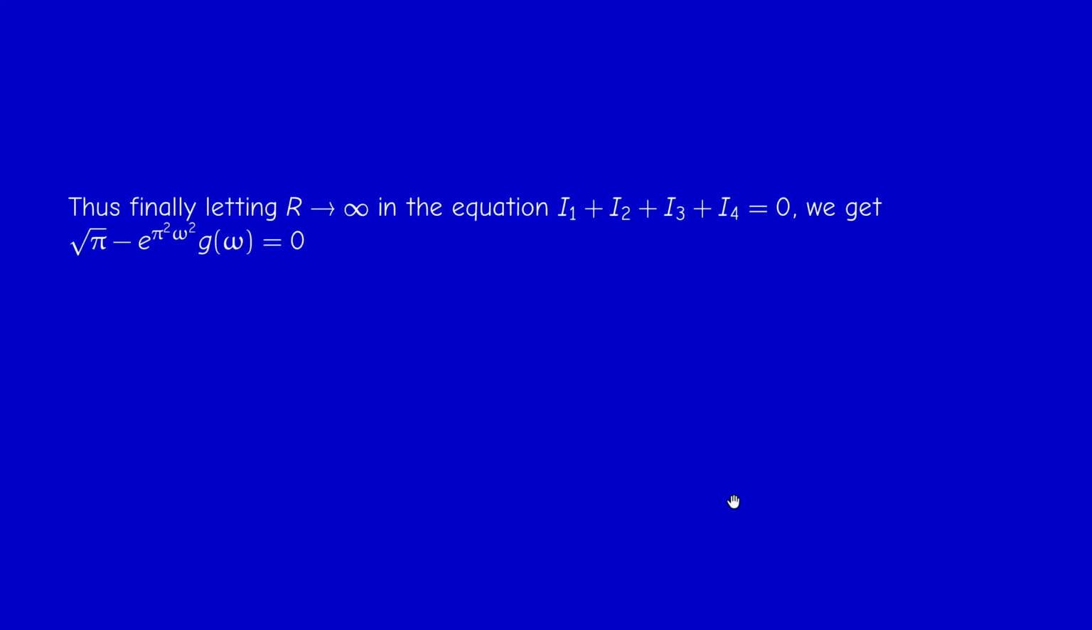Okay, and now I put everything together. The sum is 0, and if you let r tend to infinity, the first one converges to radical pi. The second and the fourth converge to 0, and the third one converges to minus the Fourier transform times this constant. Therefore I get that the Fourier transform is radical pi times e^(pi squared omega squared). So this is very similar to exercise 2. And this concludes exercise 3.